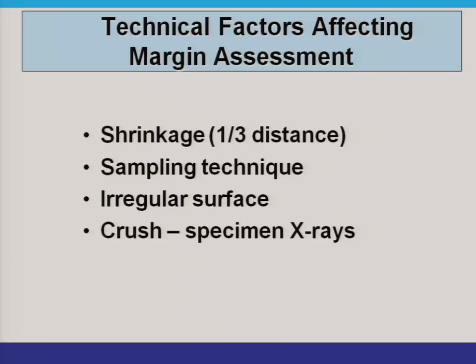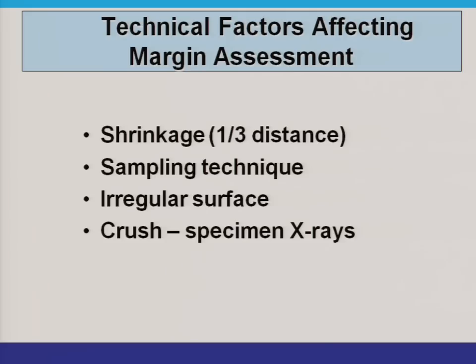Remember, all tissue shrinks in formaldehyde, so if they say it's a 2 millimeter margin, it was really about 3. Sampling technique we've heard about, irregular surfaces with ink running into the surface, and crush. I recently changed institutions, and all of a sudden I was getting so many positive margins, and I wondered what was happening to me. You know, is this commute killing me?